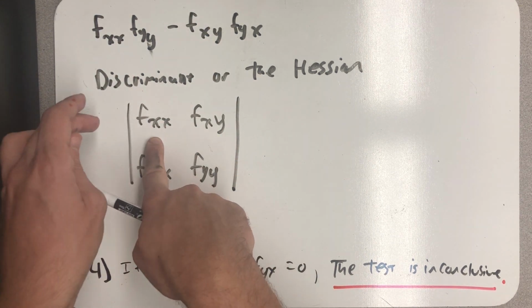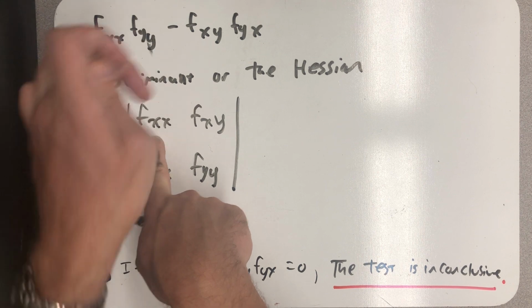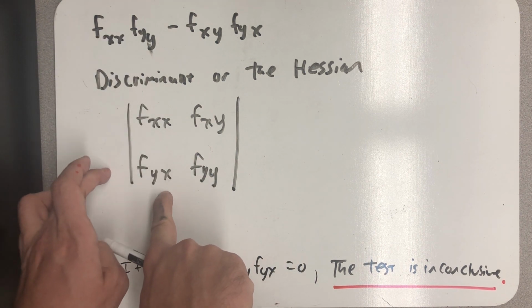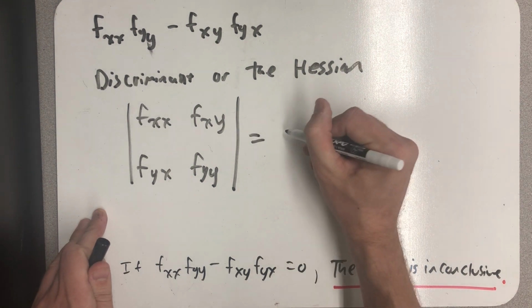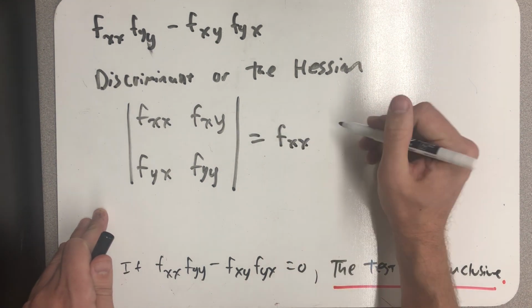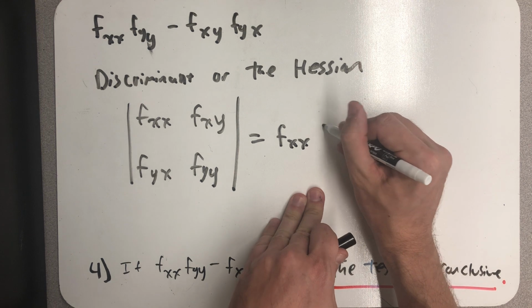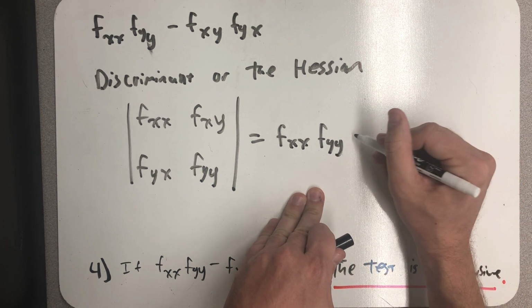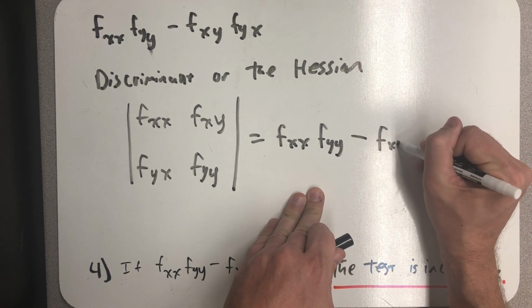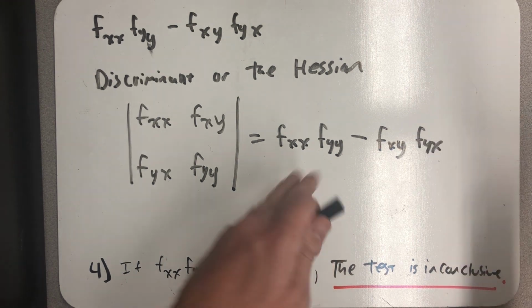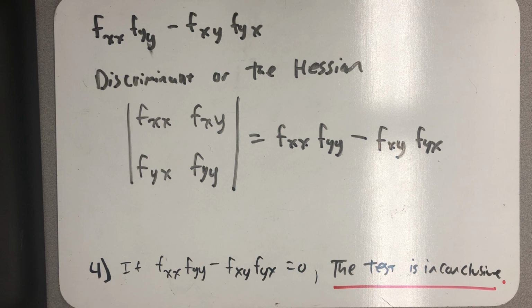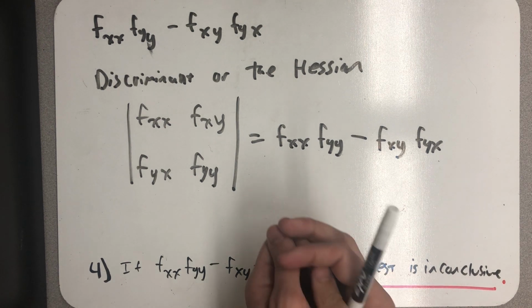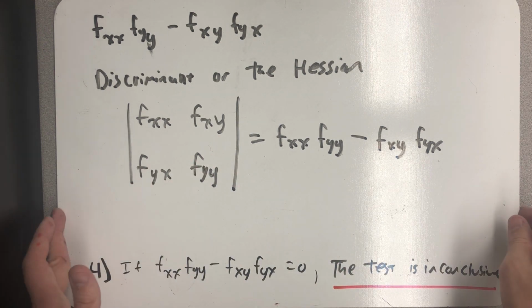So this spot I take a derivative with respect to x and then x again. And this spot I take a derivative with respect to y and then x, and so on. And when I take that determinant, I get out the discriminant. So we might call it the discriminant, we might call it the Hessian. It's really convenient to have a name for it because it's quite the thing to write all out.